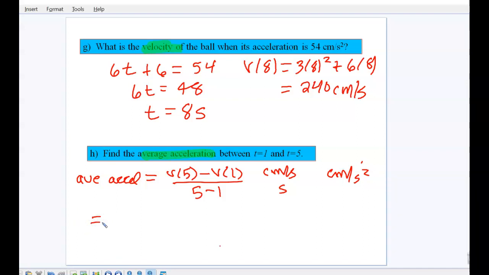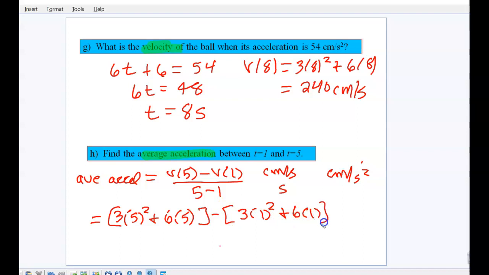So now to figure out the velocity at 5, it's going to be 3 times 5 squared plus 6 times 5, minus the velocity at 1, which is 3 times 1 squared plus 6 times 1. And this is all over 4. Now I just evaluate this. So this is going to be 75 plus 30 is 105, minus 9, divided by 4. So this works out to be 24 centimeters per second squared. So you have to really be careful with your average velocity and average acceleration.